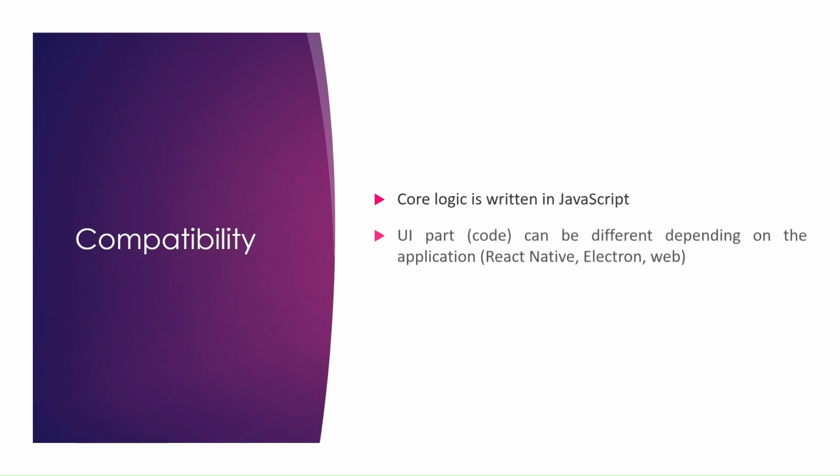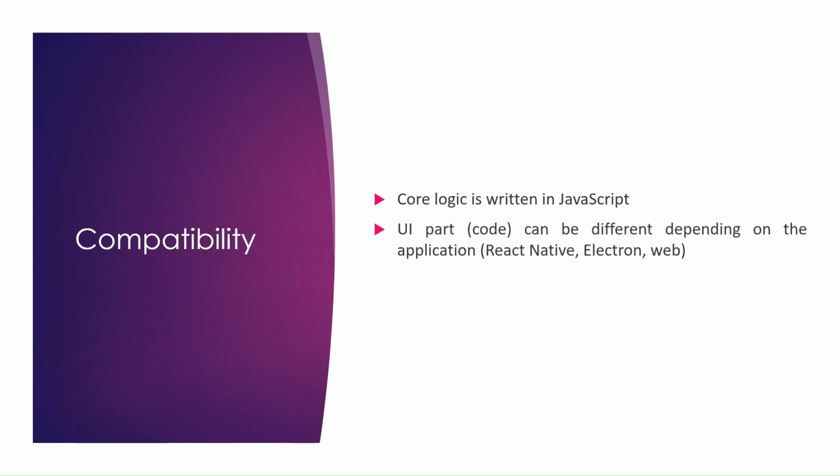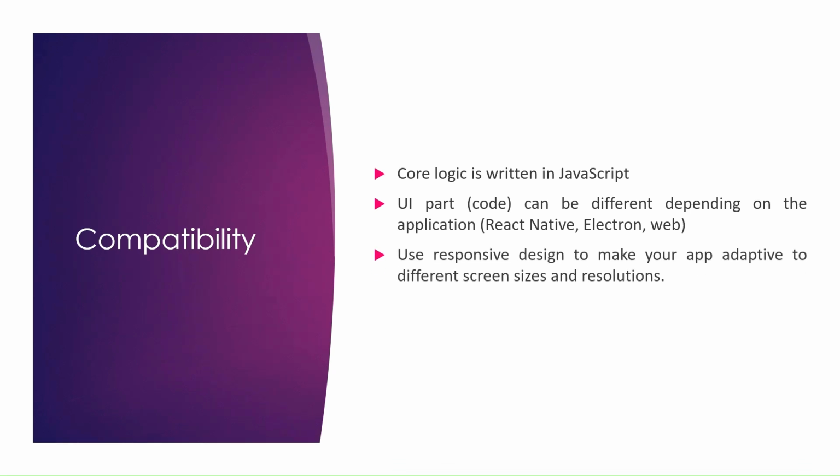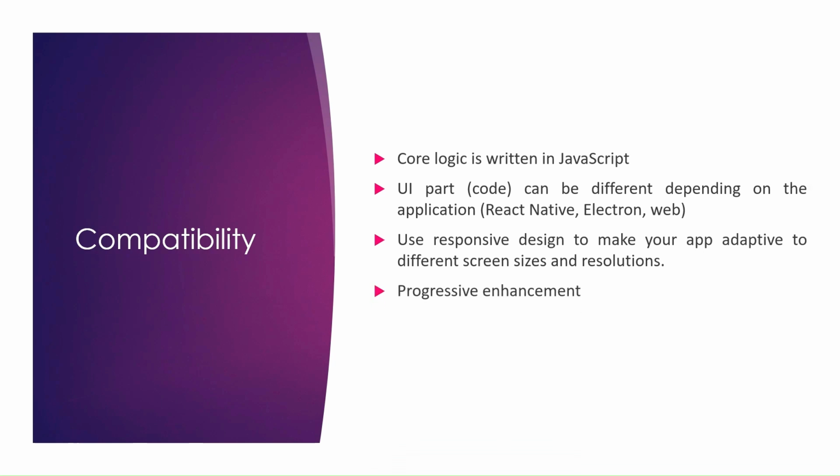The next topic is compatibility. Having the core logic of your app written in JavaScript provides flexibility to use various UI frameworks like React Native, Electron, or just Web. Some UI parts can be different. I mean, for React Native, we use some ready-made components, so this part can be a bit different. Responsive design ensures your app adapts well to different screen sizes and resolutions, while progressive enhancement allows for a better user experience across different devices and browsers.